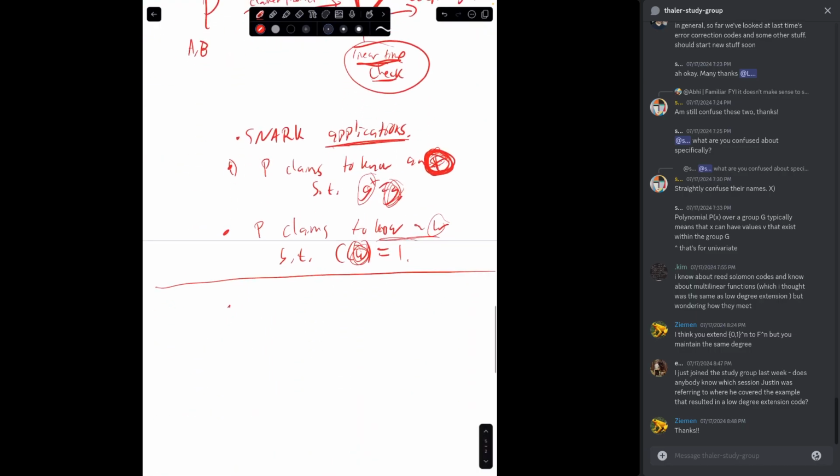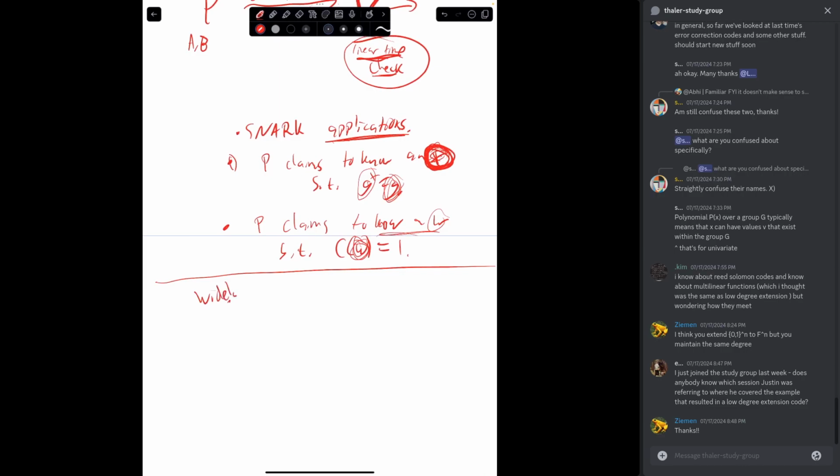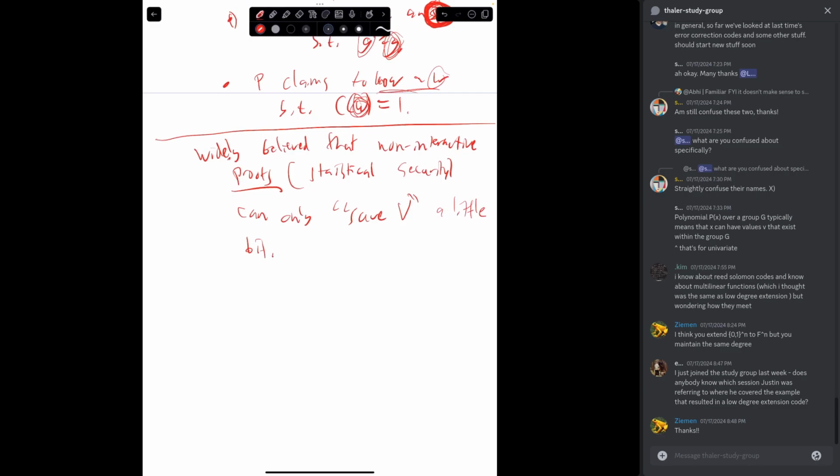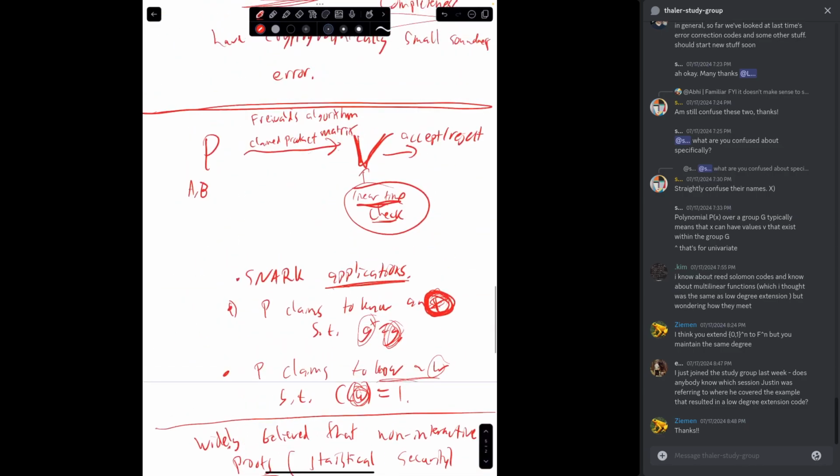And so it's widely believed that non-interactive proofs, and by proofs here I mean statistical security, can only save the verifier a little bit. Now, a little bit can still be very meaningful in practice, but a little bit. So like Freivalds saves the verifier some time, but not an exponential amount of time.